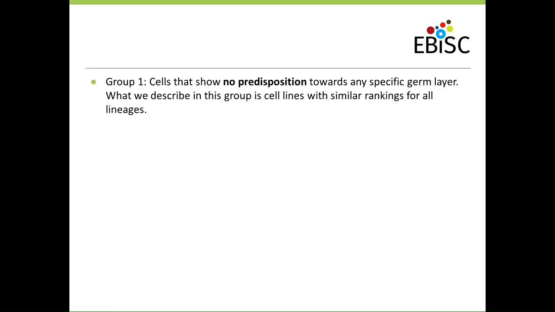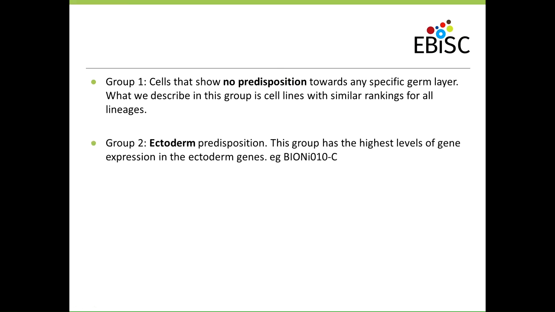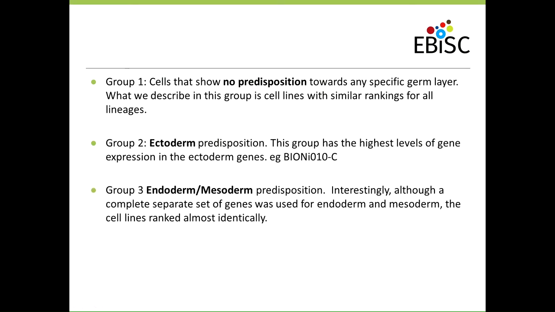So we were able then to basically group these cells into 3 different groups. So the first group that we identified were cells that showed no predisposition towards any specific germ layer. They scored pretty evenly across all lineages. Then there was a very distinct ectoderm predisposition. And the Bioneer lines were the ones that fell into this one as well. And then the third group was an endoderm mesoderm predisposition.